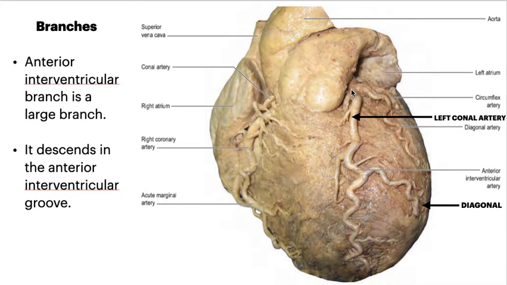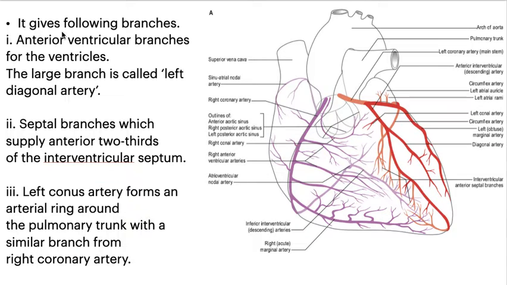Branches of the left coronary artery. The anterior interventricular artery is a large branch descending in the anterior interventricular groove over here. This is the anterior interventricular artery. It gives the following branches: the anterior interventricular branches for the ventricles. The large left branch is called the left diagonal artery.